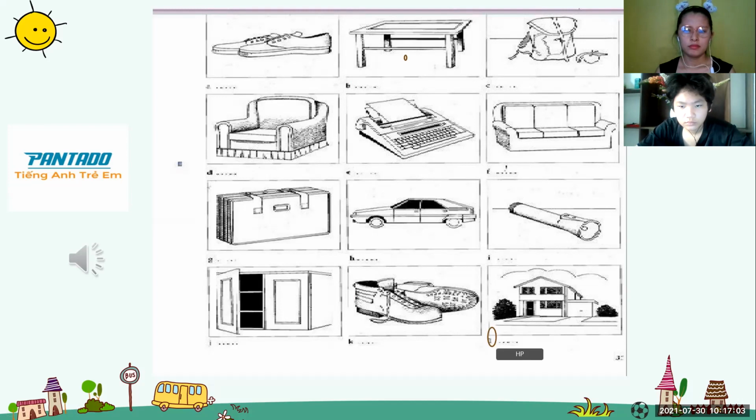5. There's room for 2 people in front and 3 in the back. 6. But you can get a packed lunch and an extra jumper in it.